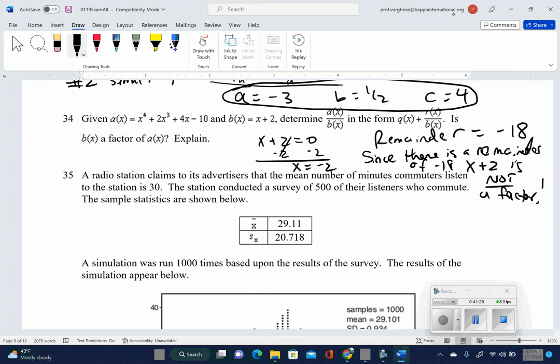Good. And then it asks you, is it a factor? So you have to actually explain, right? Explain means in words, right? You have to use words, and justify means you can use straight math.